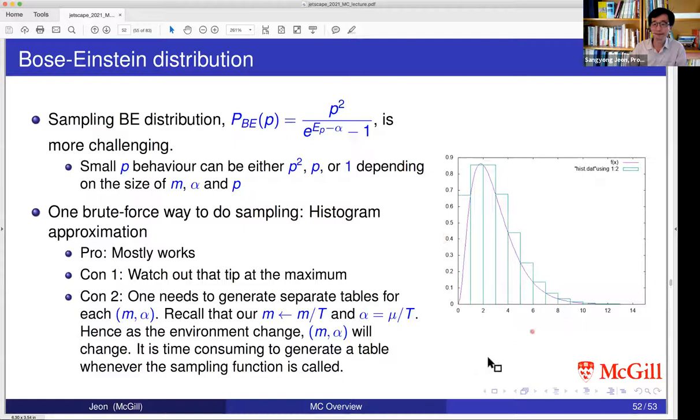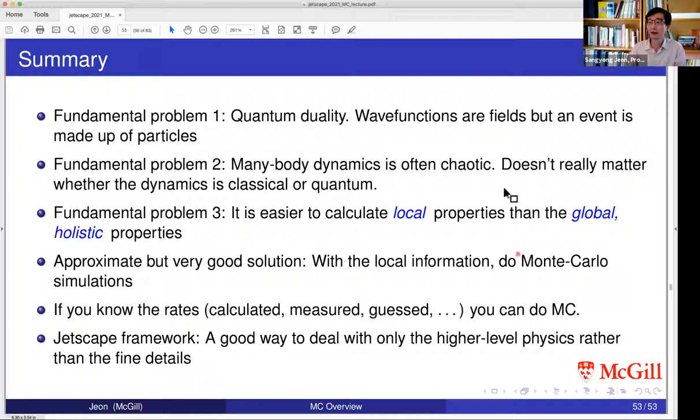Okay, so here is a summary of the whole lecture. The fundamental problem we face is basically quantum reality. The wave functions are fields, continuous fields that spread in the whole space and time. But an event is made up of particles. So the question is, out of quantum field evolution, how do you generate a bunch of particles?